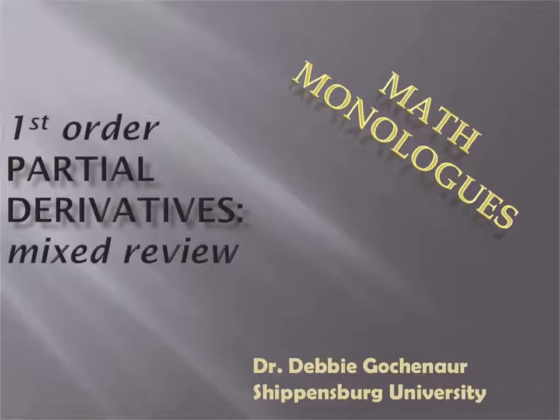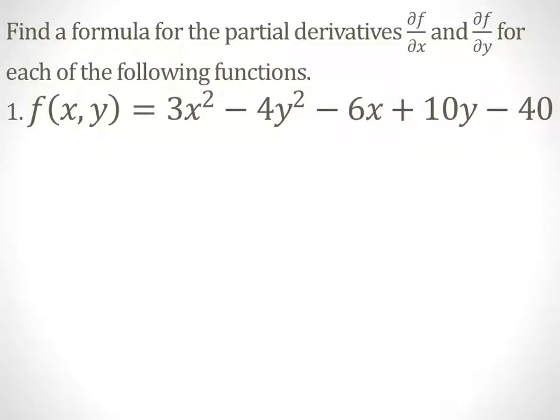Let's take a look at first order partial derivatives as a sort of mixed review. When we're taking partial derivatives, we're looking at functions that have more than one variable. F of x and y, where the variables are x and y. Could be x, y, and z. You could have two variables, three, or more. For this particular function, we're looking at f of x and y, so the variables are x and y. Any other letters that we would see would be considered just constants.